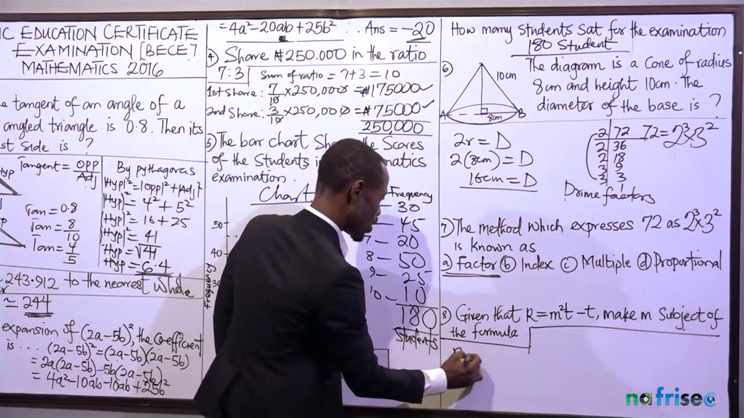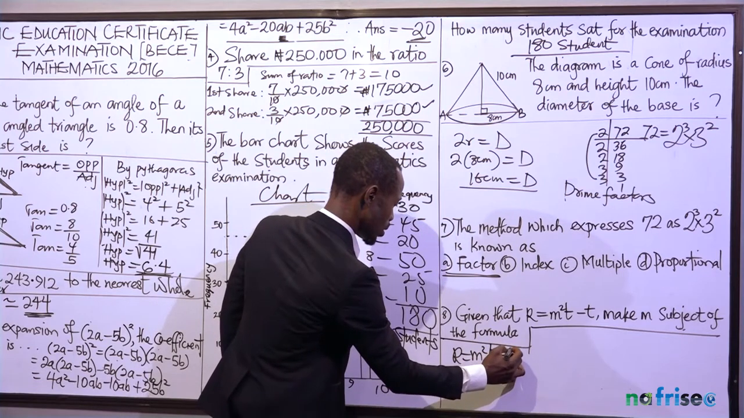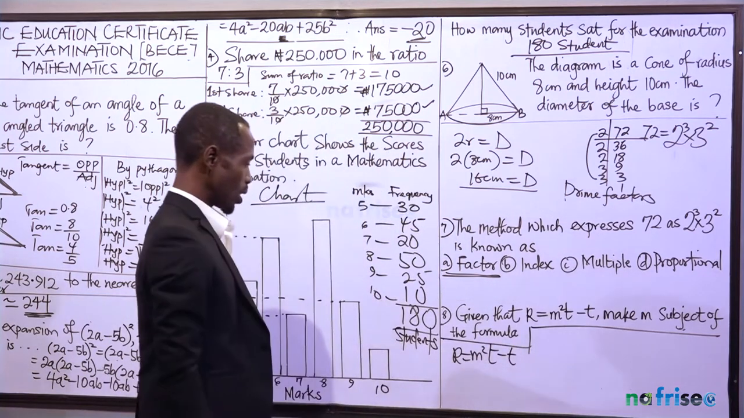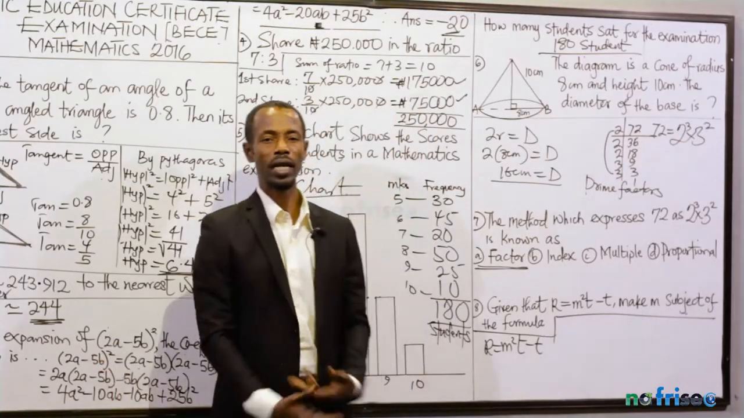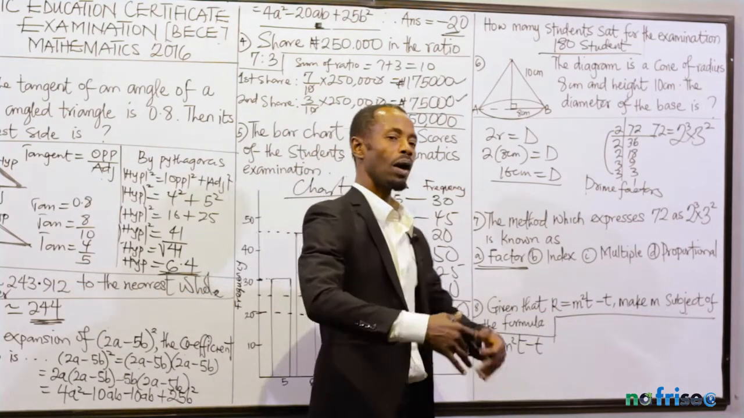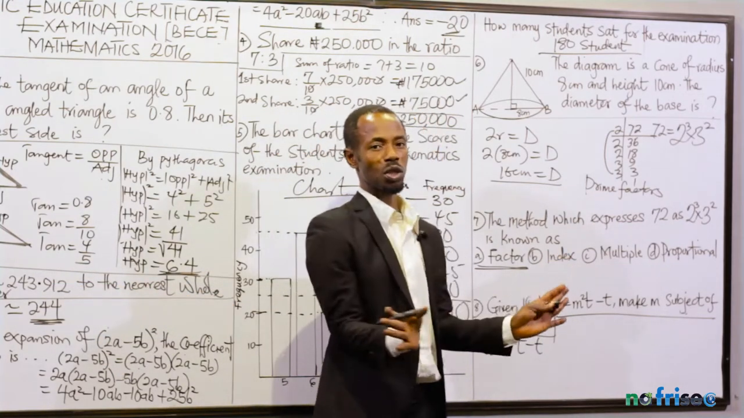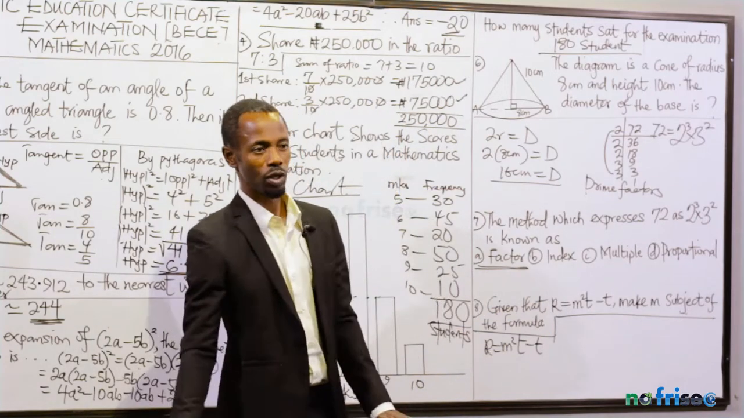I have R equals M squared T minus T. They want me to make M the subject of the formula. So I'll do everything possible to make sure I collect like terms and divide both sides. How am I going to collect like terms? I want to remove everything that's associated with M and isolate it on one side. That's the way you make a subject of the formula.